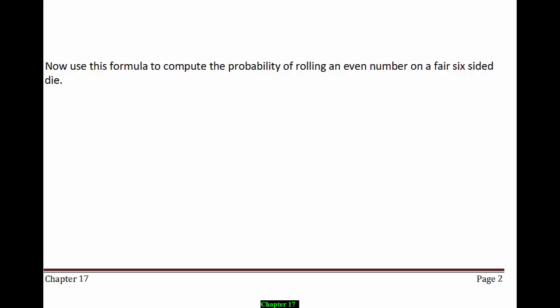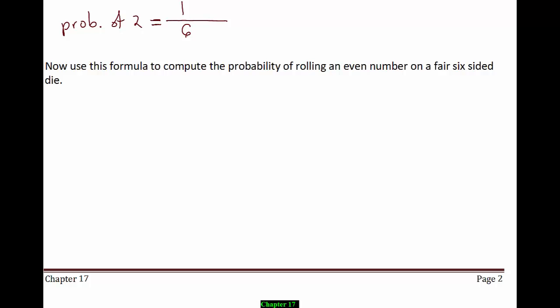If we use this formula to estimate the probability of rolling a 2 on a fair 6-sided die, then the probability of a 2 would equal the number of ways a 2 can happen. How many sides on a die have a 2 on them? Just 1. Divided by the number of total possibilities. How many numbers are on all the sides of the die? 6. So the probability of rolling a 2 is 1 out of 6.